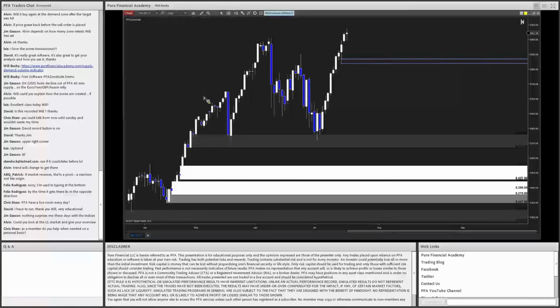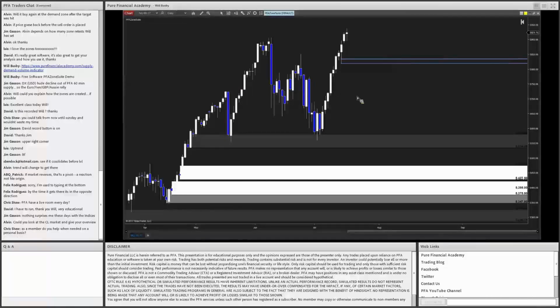Could you explain how the zones are created, if possible? Yes and no. Obviously, I can't give out my algorithm. I'm not trying to hide it, guys. Please don't take it that way. I'm not saying it's so proprietary that I'm never going to share it, but at the end of the day, I have spent a lot of money and literally 1,000 hours or more on it. But yeah, I can definitely go into it.